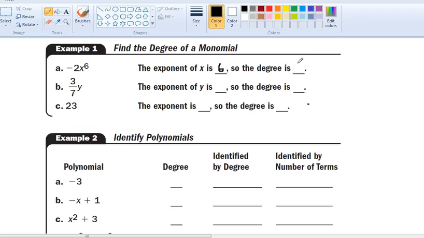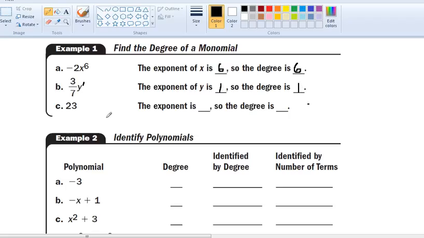The degree of the monomial is 6. That seems pretty easy. Now, letter B, we have 3/7 y. Well, look at the exponent for y. There isn't one, but we have to understand there's a 1 right there. So the exponent of y is 1, so we say it's to the degree of 1.